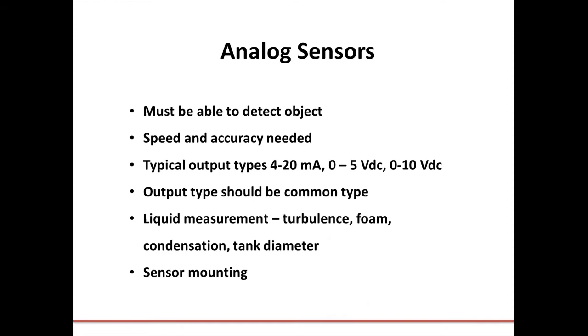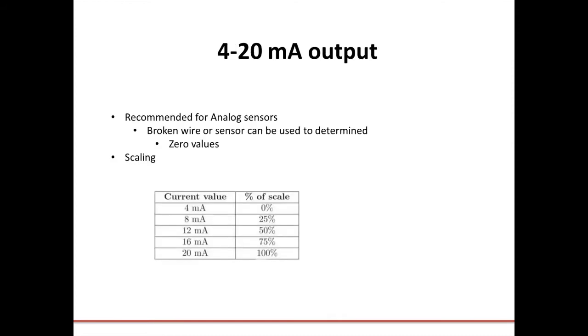We'll go over a few more analog sensor things in the next slide. Actually, I'm sorry, two slides from now. 4 to 20 milliamp output. I just want to have a brief slide on this because I think it is one of the better types of analog outputs.